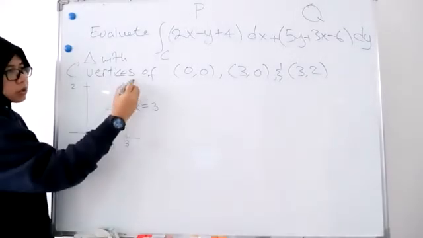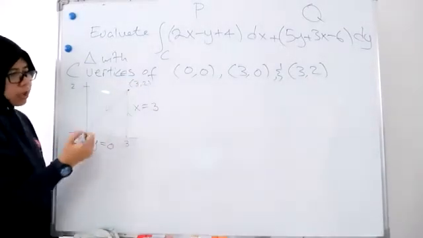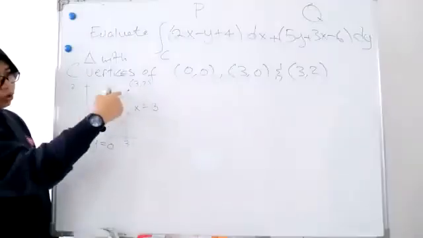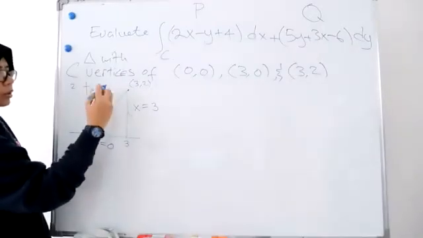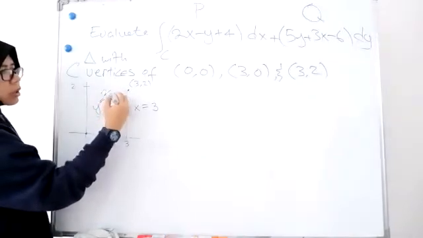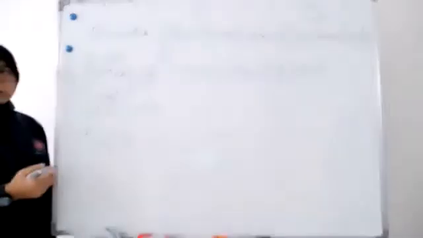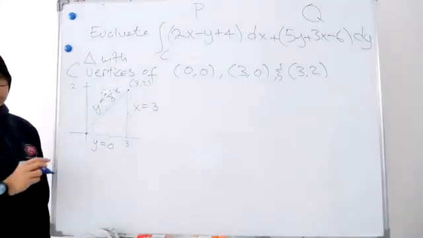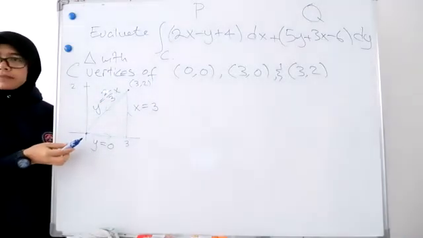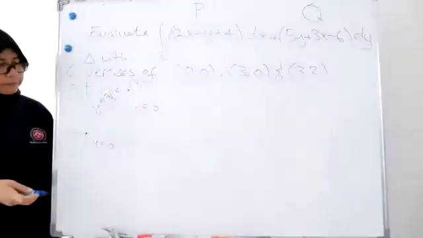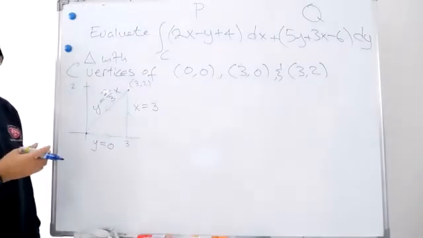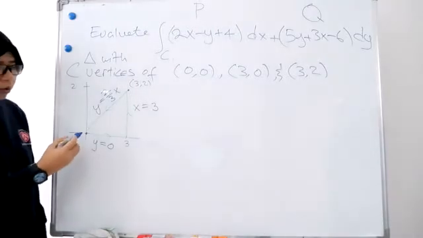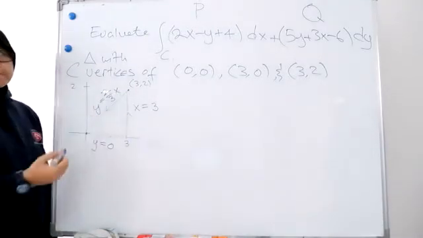How about this one? So this is (0, 0) to (3, 2). Okay, how about this line? So this line is an equation for y equals 2/3 x. That's easy to see because it goes through the origin. All right. So now we need to evaluate 1, 2, 3.